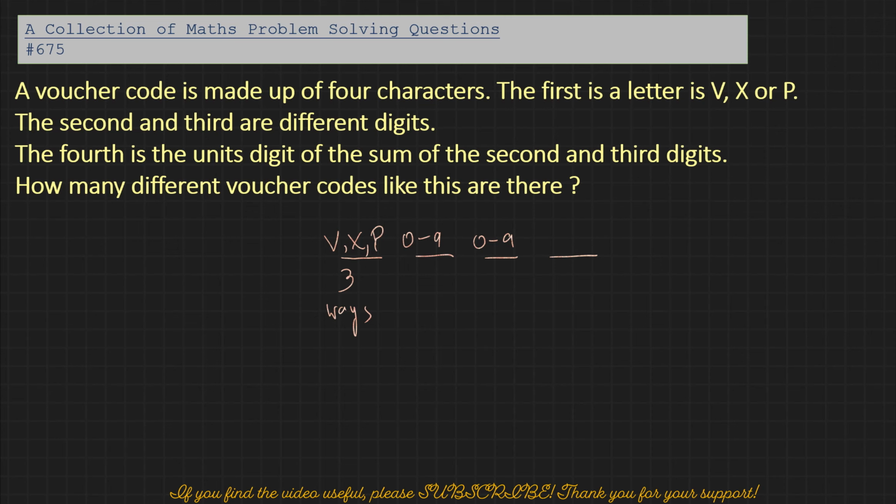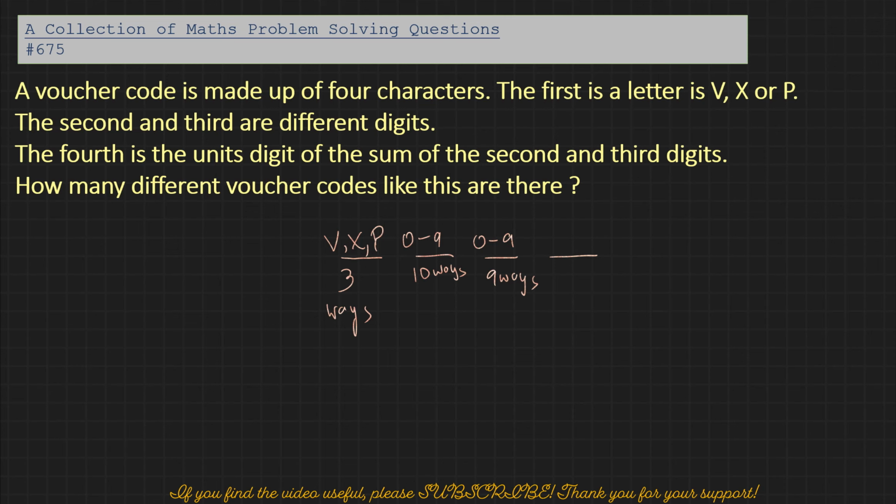So for the second place, 0 to 9, you can fill it in 10 ways. Because if you have picked one of the digits for the second place, you cannot repeat it for the third place. So the third place, you can fill that in 9 ways.